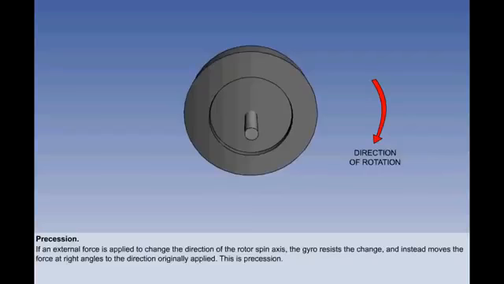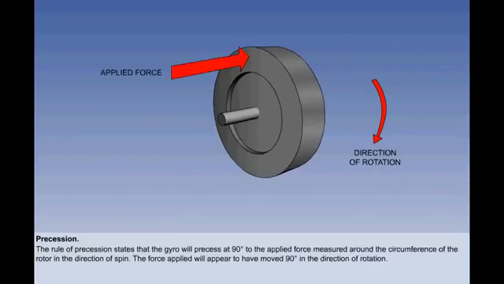The rule of precession states that the gyro will precess at 90 degrees to the applied force measured around the circumference of the rotor in the direction of spin. In other words, the force applied will appear to have moved 90 degrees around the rim of the rotor in the direction of the gyro rotation. Let's see how this works in practice.